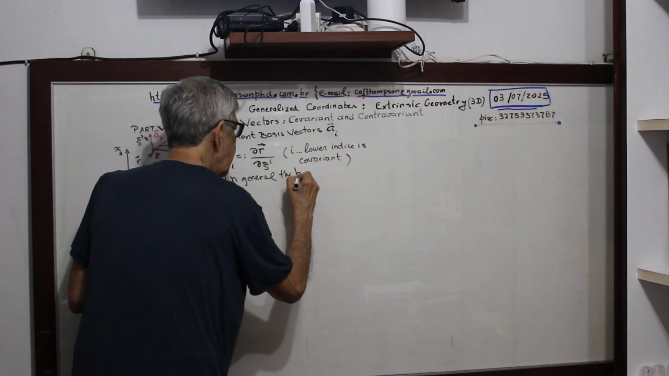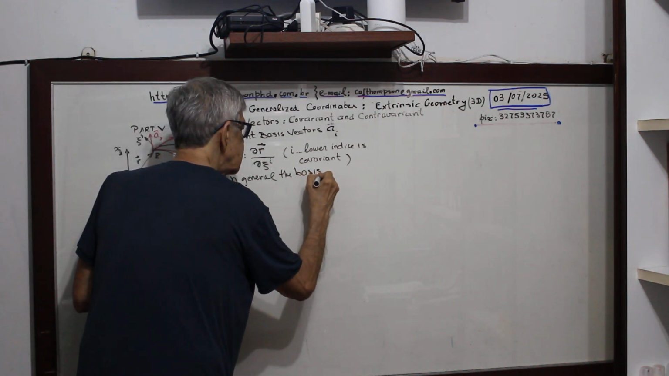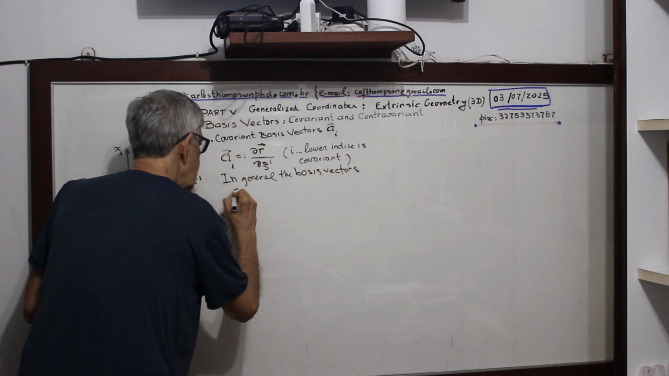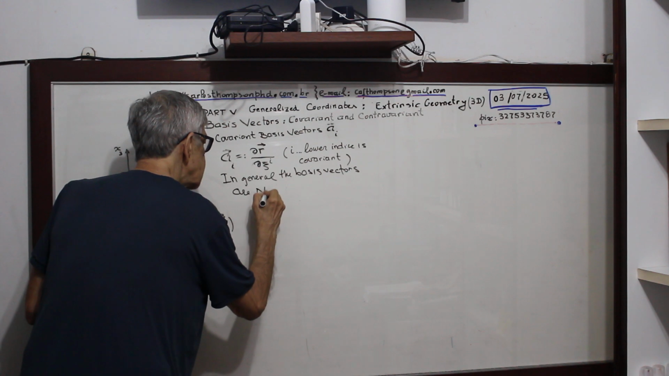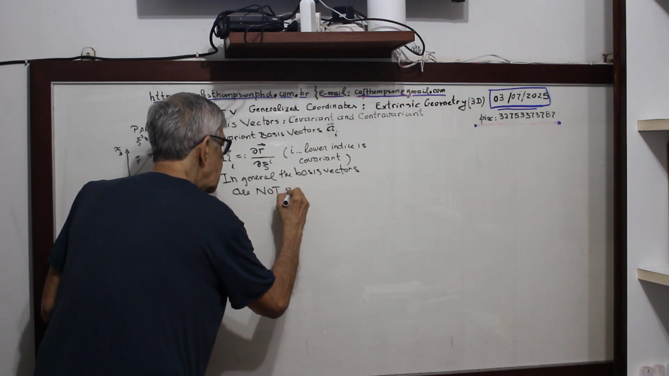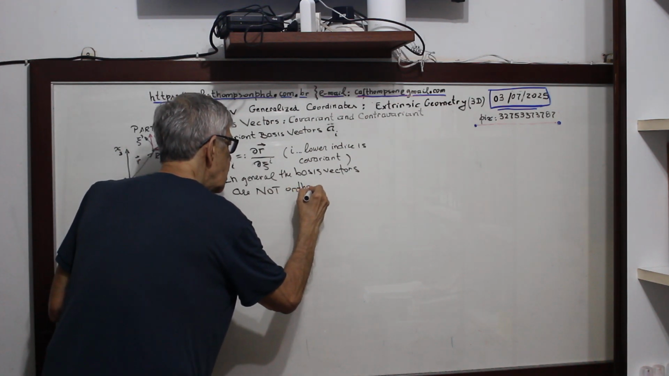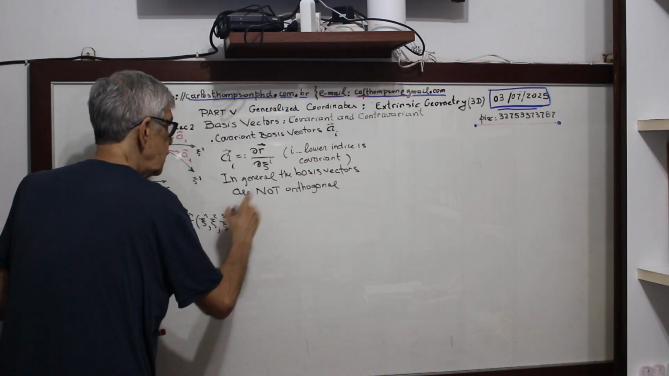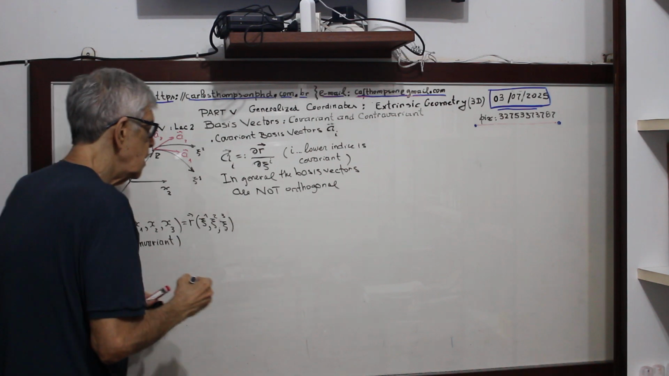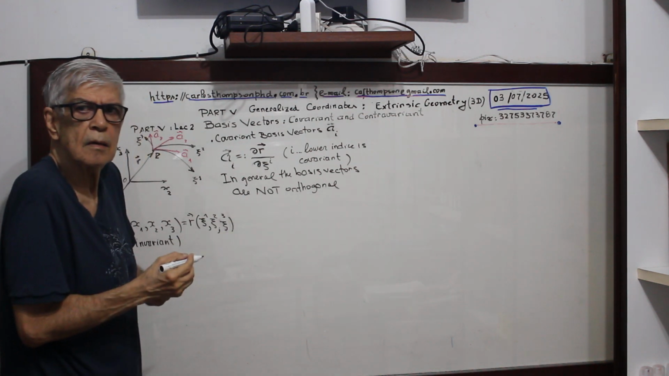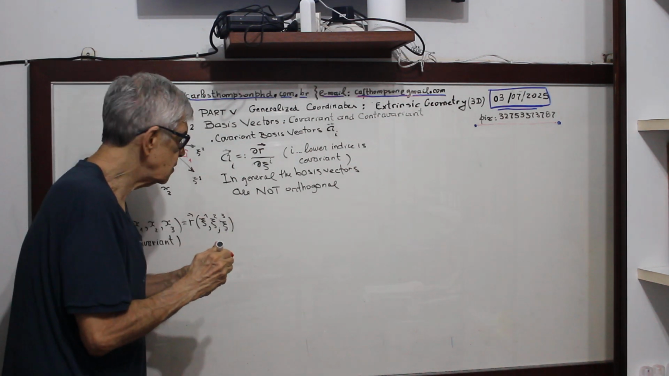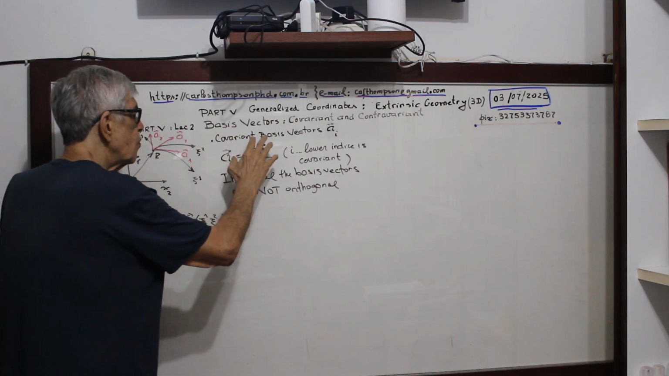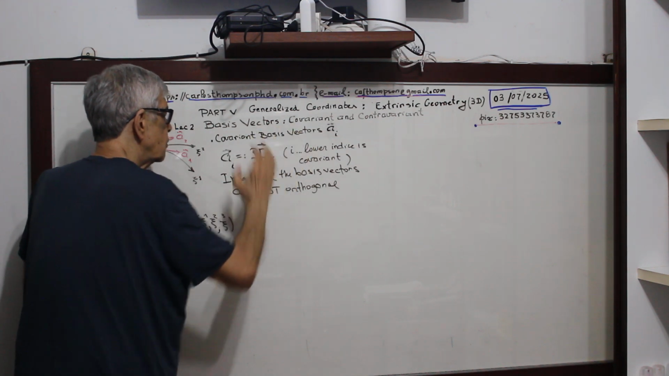are not orthogonal. See, in general, it could be orthogonal in some particular cases. So this is the definition of the covariant basis vector.